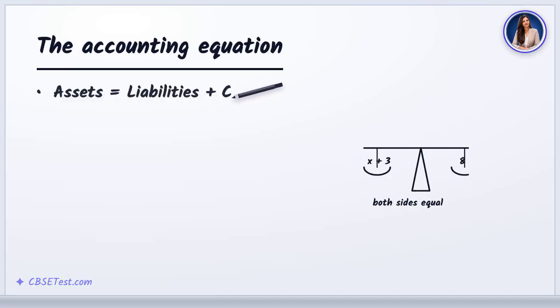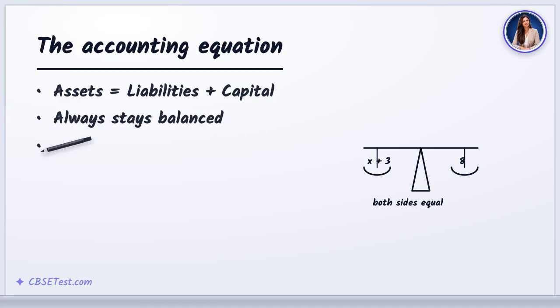The accounting equation states that assets equal liabilities plus capital. Whatever the business owns must be financed either by outsiders, the liabilities, or by the owner, the capital. Every transaction keeps this equation in balance.